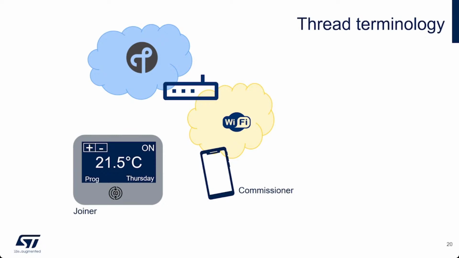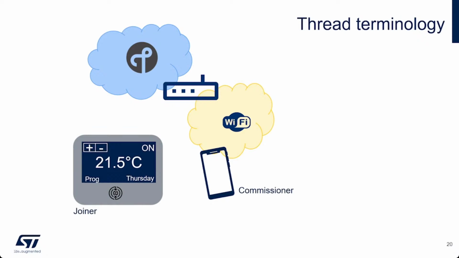A commissioner is the currently elected authentication server for new Thread devices and the authorizer for providing the network credentials they require to join the network. An example of this could be a smartphone.